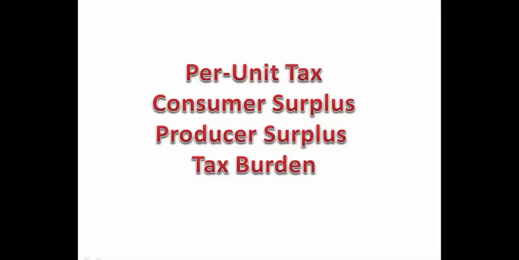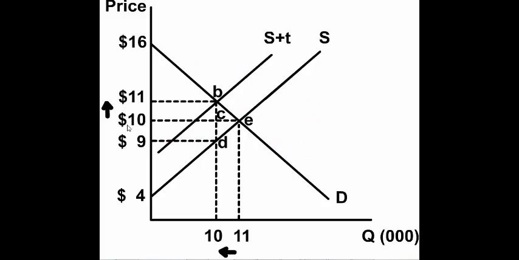Unit tax, consumer surplus, producer surplus, tax burden. Notice the equilibrium price is $10 and the equilibrium quantity is 11.